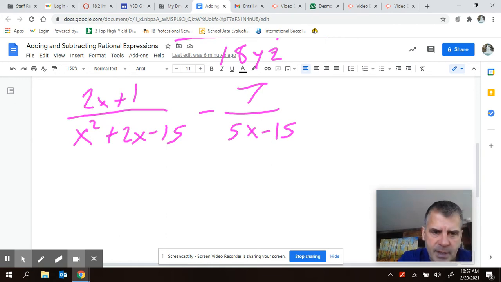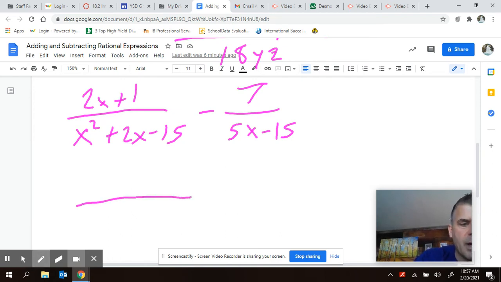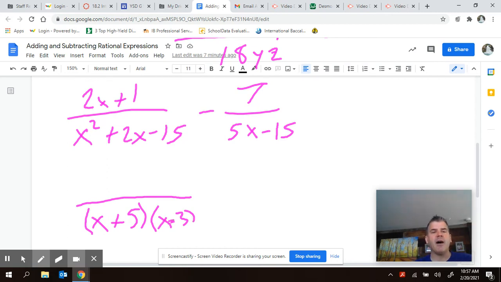x squared plus 2x minus 15. So in all of our experience, we're looking at the factors of 15 that give us that 2. I'm not going to spend a bunch of time there. You have to be able to bring that forward from your past learning. This bottom is going to factor into x, what is that going to be? Plus 5 times x minus 3. This is going to help you in doing that factoring to set off and see, well, what do I need in my other denominator so that I can get this common denominator to put these together.